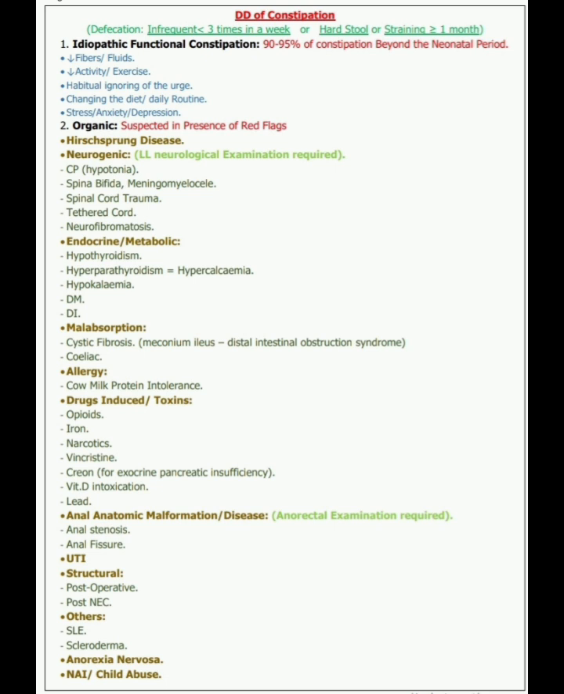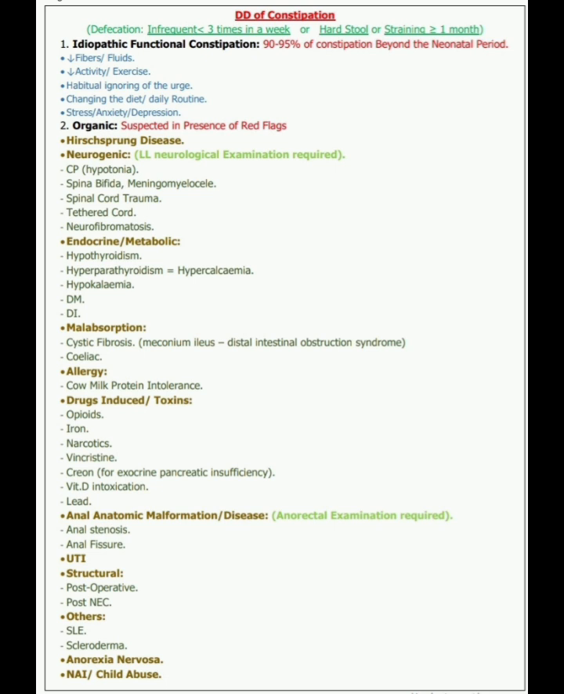Now about organic causes. Organic causes are suspected in the presence of red flags, like Hirschsprung's disease. So when he passed the first poo is very important. Neurogenic: lower limb neurological examination required, CP, hypotonia, cerebral palsy, spina bifida, meningomyelocele, spinal cord trauma, tethered cord, neurofibromatosis. So any unusual features, any dysmorphic features are very important. Any chronic conditions, CP, is one of the causes of constipation. Endocrine, I already told, hypothyroidism: weight gain recently, school performance not going well. Ask about any hot or cold intolerance. So thyroid problem, hypothyroidism, hyperparathyroidism, hypercalcemia, hypokalemia, diabetes mellitus, diabetes insipidus.